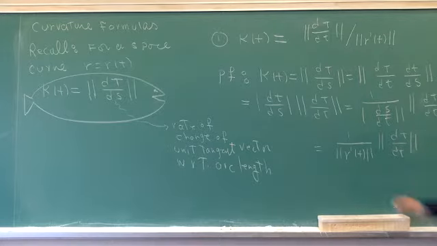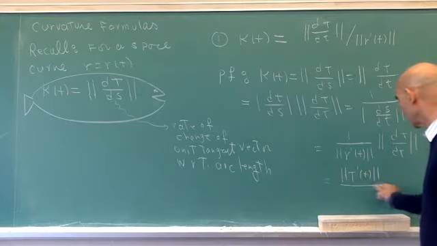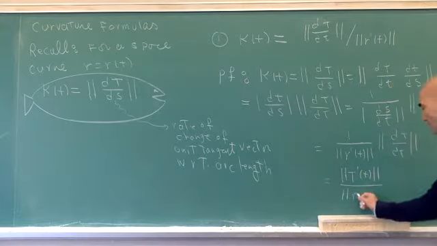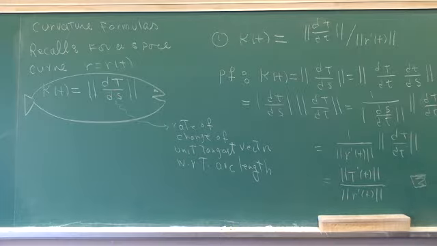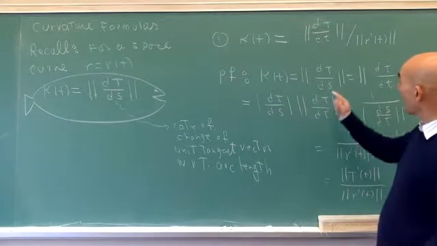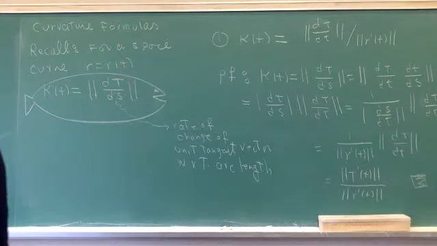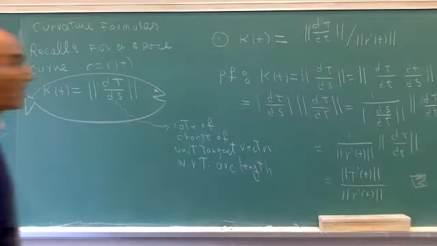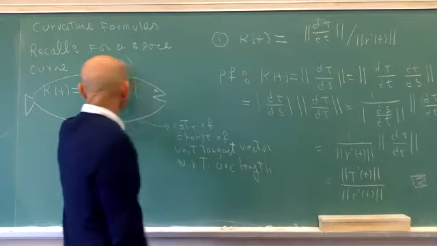We can also write it as the norm of T prime of t, the same thing, divided by the norm of r prime of t. We can write it in different forms. This is better because we don't have to use arc length parameterization for this. That's why this is more useful computationally. We can just use parameterization with respect to the original parameter t.